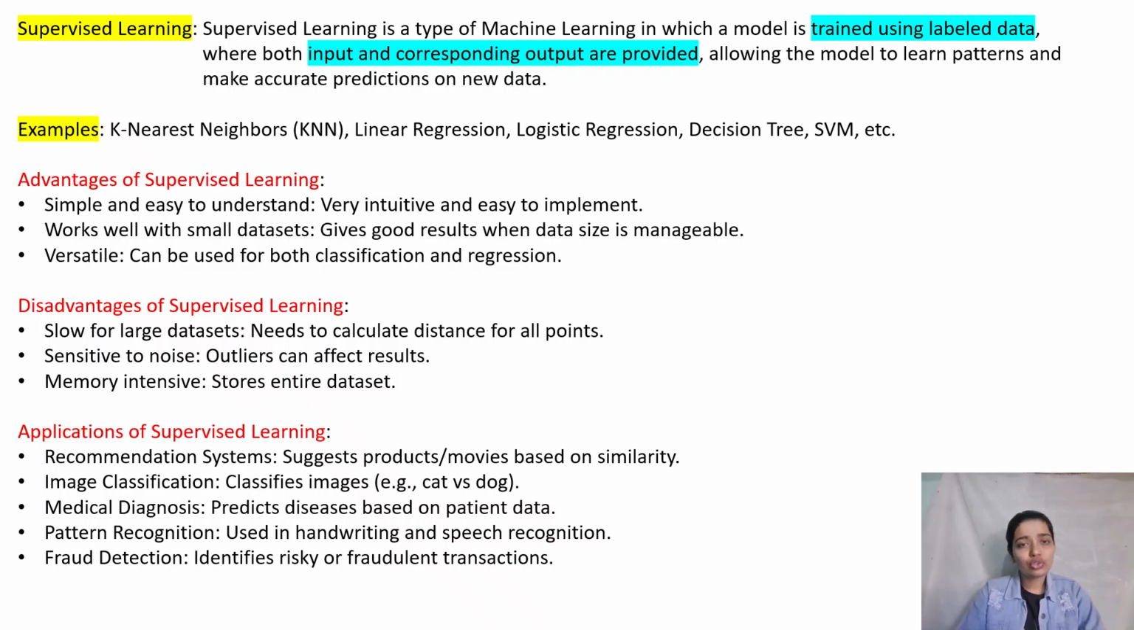Okay. So we have different examples of supervised learning. These are algorithms like k nearest neighbor, linear regression, logistic regression, SVM. All of these are supervised learning algorithms. As I said, supervised learning algorithms are very easy to understand and implement when we have a very limited data set. In those cases, supervised learning algorithms work so well.